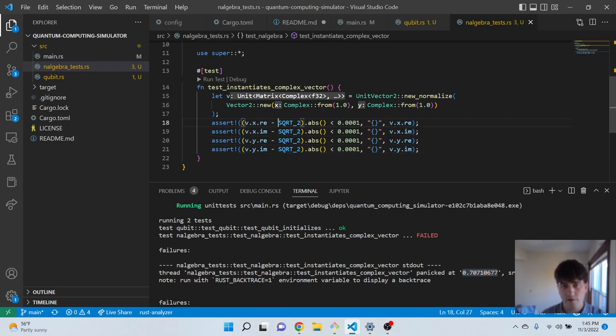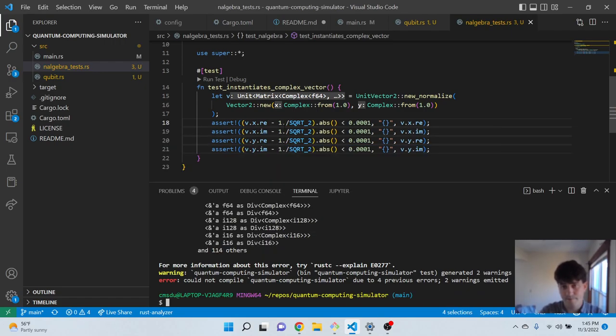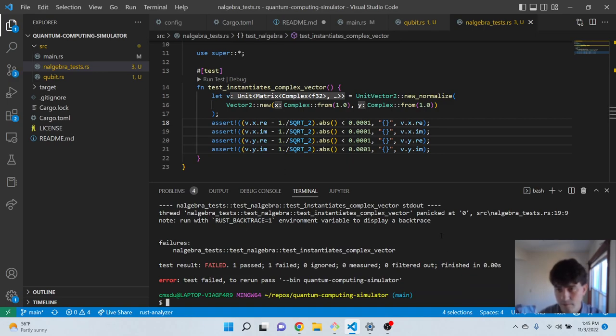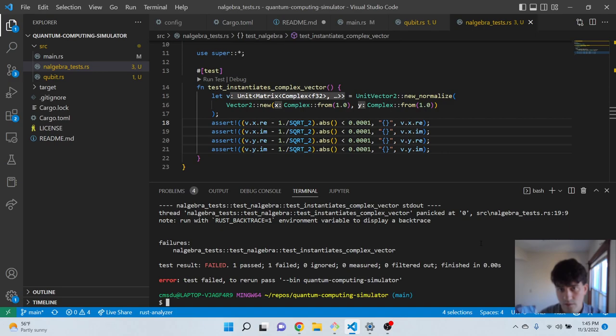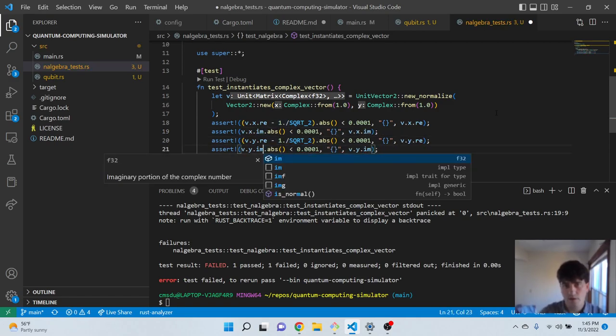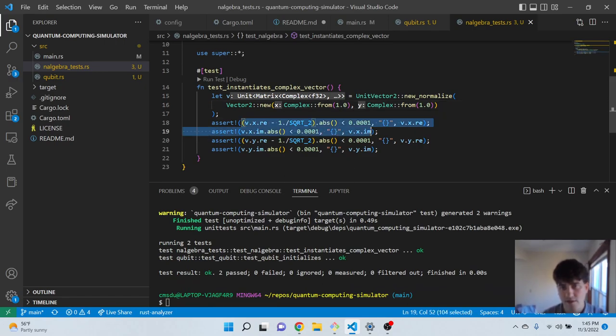Oh, it should be 1 over the square root of 2, yeah. Okay, and the imaginary part is just zero. There is no imaginary component because I gave it 1, 1, right? So this is a vector of complex numbers. 1, 1 has a real component that needs to be normalized to square root of 2. Okay. So that works.